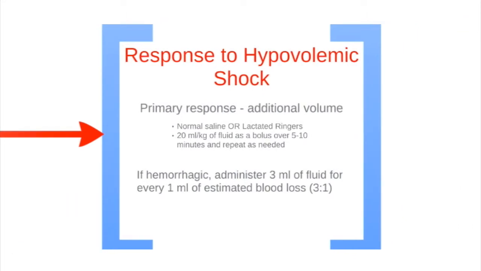The primary response to hypovolemic shock is to provide additional volume. Administer normal saline or lactated ringers, 20 milliliters per kilogram, as a bolus over 5 to 10 minutes and repeat as needed. If the victim is hemorrhagic, administer 3 milliliters of fluid for every 1 milliliter of estimated blood loss, a 3-to-1 ratio.